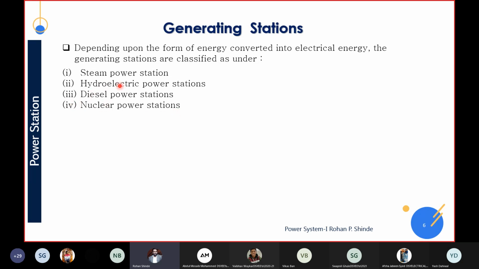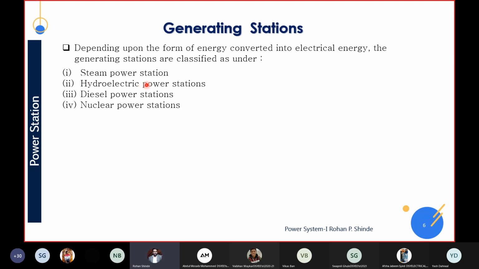So see here, diesel or gas. Now, steam energy is the input to the turbine, so that the turbine starts rotating. The rotation is a mechanical energy, and that mechanical energy gets converted into electrical with the help of the alternator.